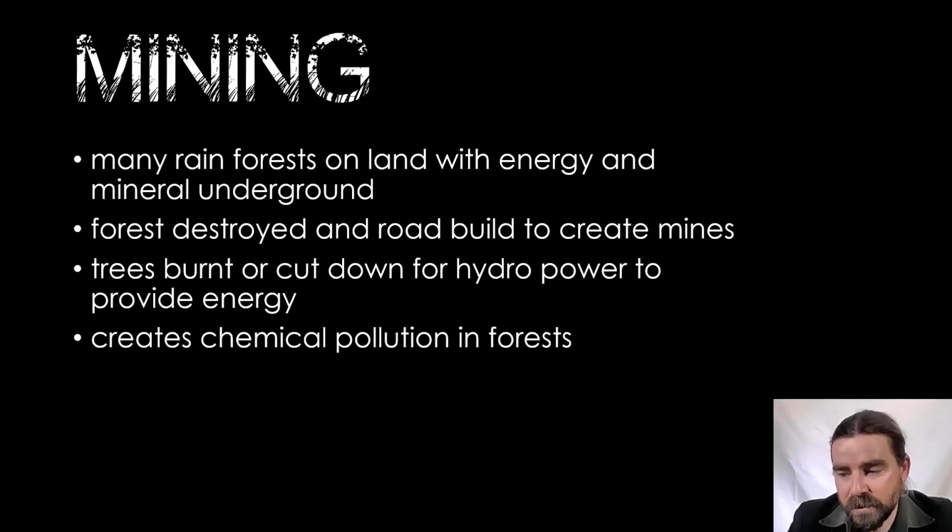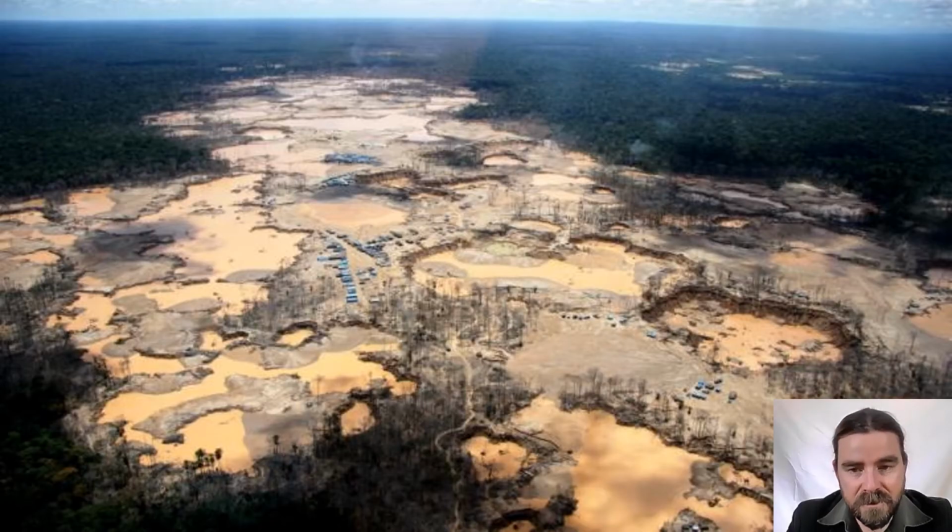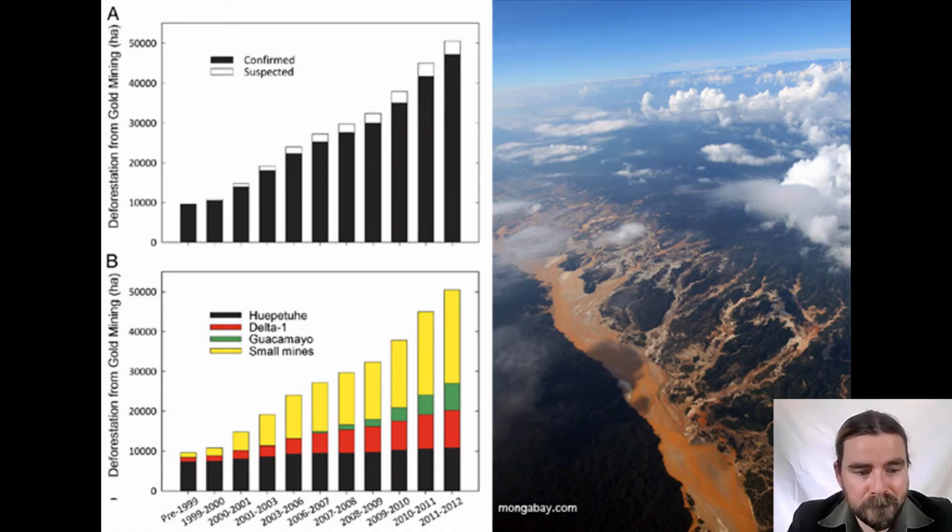I'll show you a picture that will completely gross you out. That is a mine in the middle of a rainforest. They cut all those trees down, dug all those holes to get that stuff out, whatever it is, and that's what it looks like afterwards. Horrendous! Have a look at this.